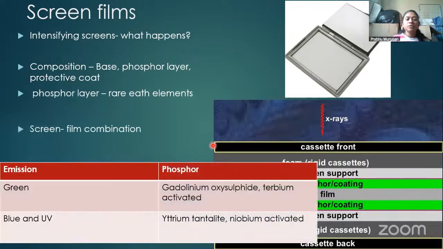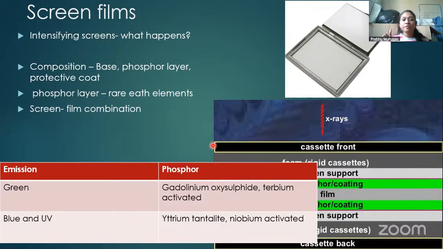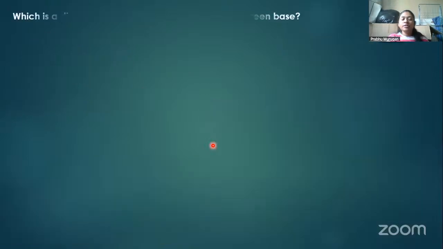Okay. This phosphor layer, for converting the X-rays into visible light, makes use of certain materials called rare earth elements. For the emission of green light, a material called gadolinium oxysulfide, which is activated by terbium, is used. For blue and UV light, yttrium tantalate, which is niobium activated, has been used. Okay. There should never be a mismatch between the screen and the X-ray film. In case there is a combination mismatch, it will lead to an artifact called mottling artifact. Okay, this was also an MCQ once. This is about your screen films. This concept will come again in digital X-rays also.